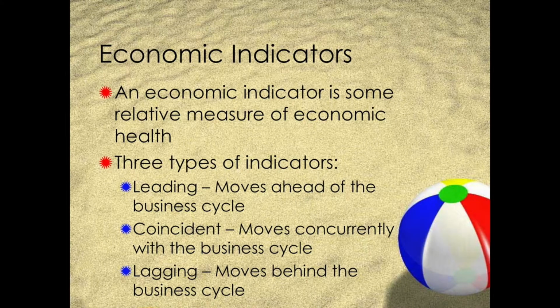When we go to the doctor, the nurse frequently takes our temperature, weighs us, and takes other metrics to determine our relative health. Economic indicators do the same thing for the economy. It's a relative measure of economic health. There are 3 types of indicators: leading, lagging, and coincident indicators. Leading indicators move ahead of the business cycle, coincident indicators move concurrently, and lagging indicators move behind the business cycle.